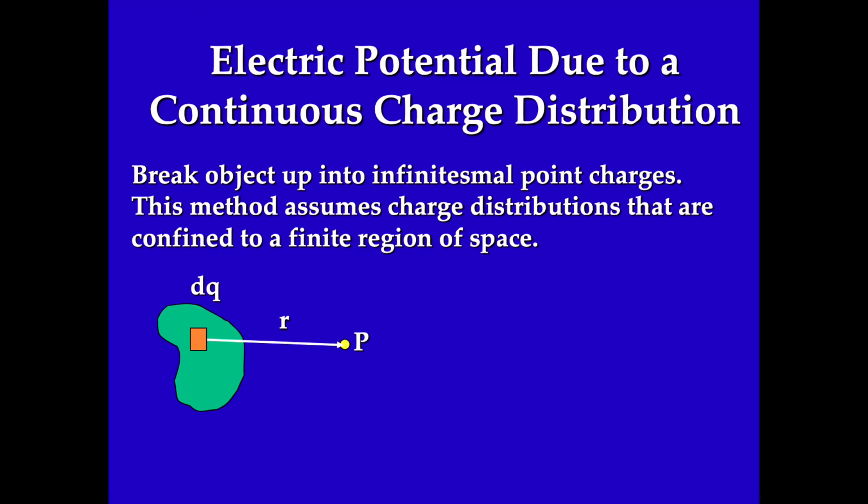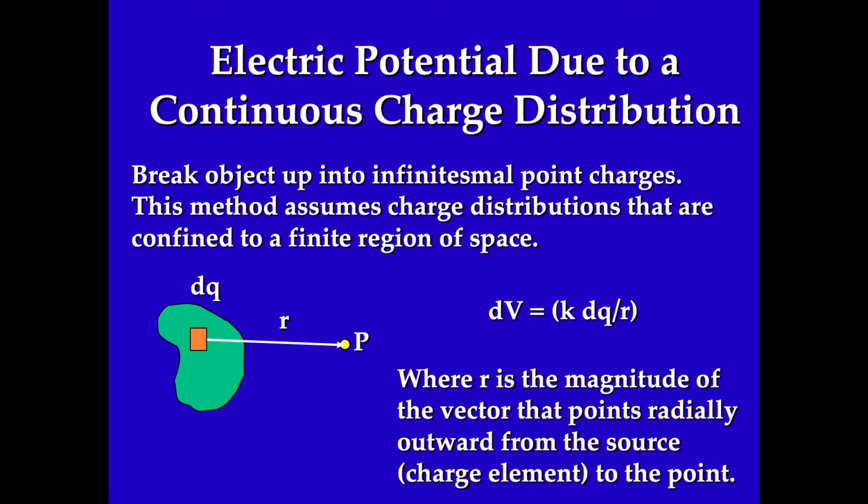And so we're going to use a very similar technique as we did for electric field. The only thing is that we don't have to figure out an r hat. So our dV is then going to be k dq over r. Again, the only thing missing is the r hat. And again, r is the magnitude of the vector that points radially outward from the source to the point. That's always an important thing to remember.